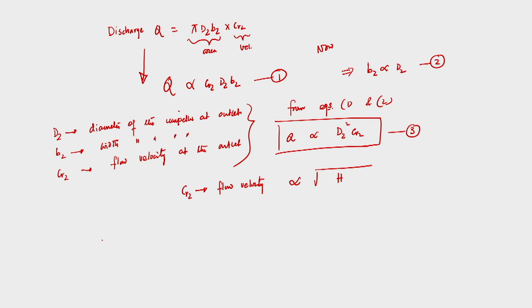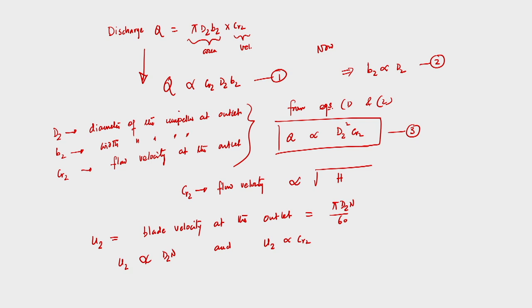Now, what I can write is about U2, because pi D2 B2 into U2 is very important, since U relates D2 and speed. So U2 is the blade velocity at the outlet, that is equal to pi D2 N by 60. So U2 varies as D2 into N. This is very important, D2 into N. And U2 also varies as CR2, because this is a velocity triangle. So if I increase U2, CR2 has to increase, that is what it is.